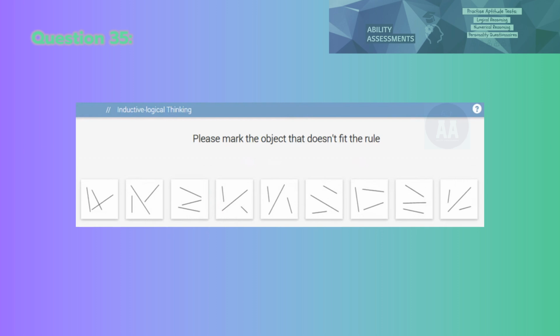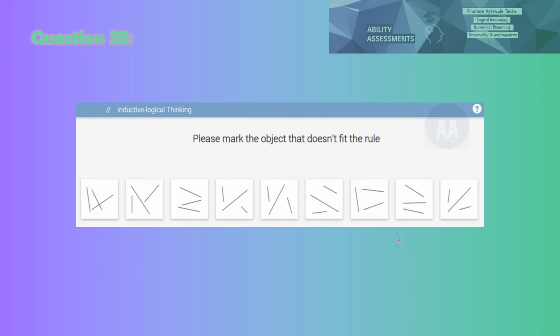Question 35, we start as always with a quick glance across the 9 objects, and the first thing we notice is that the only shapes that need to be considered are essentially lines, and what we can see is in each of these objects there are 3 lines, and the length of these lines seem to be sporadic or random, so that's not going to lead us to our answer, or it's unlikely to lead us to our answer.